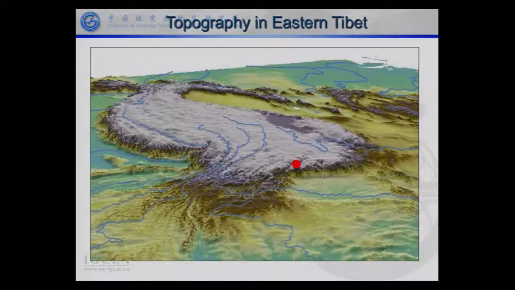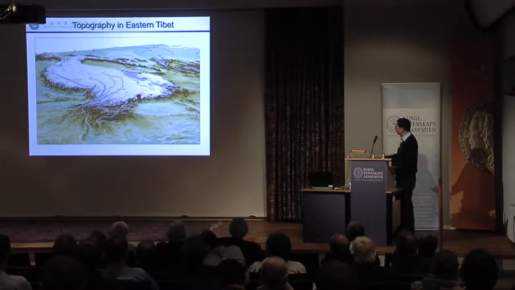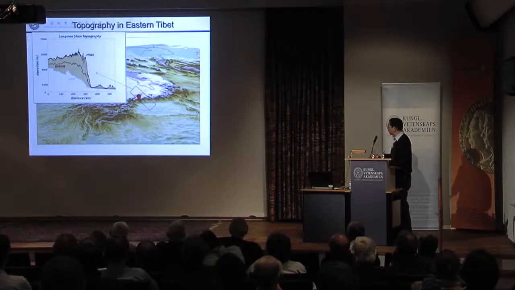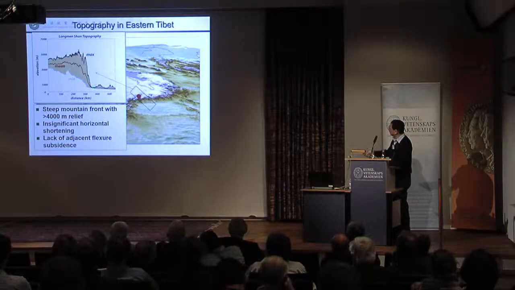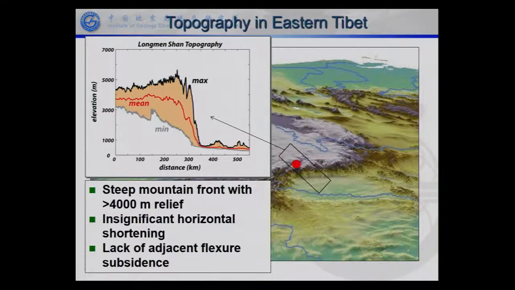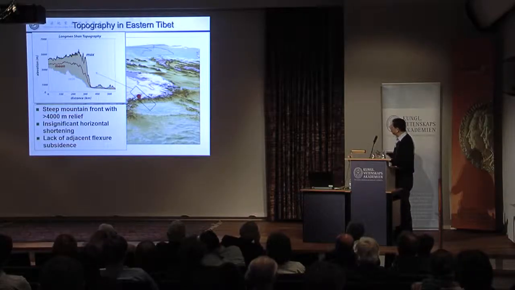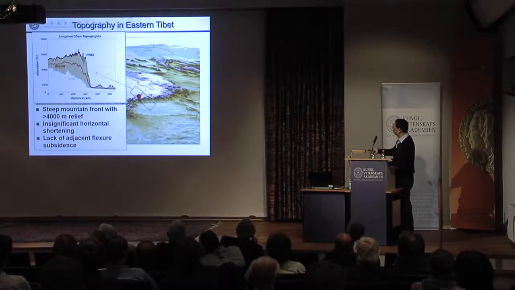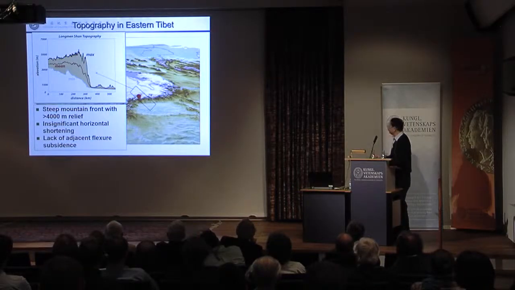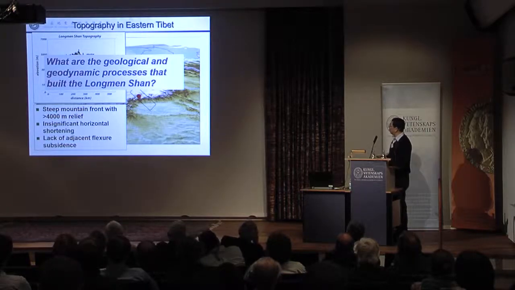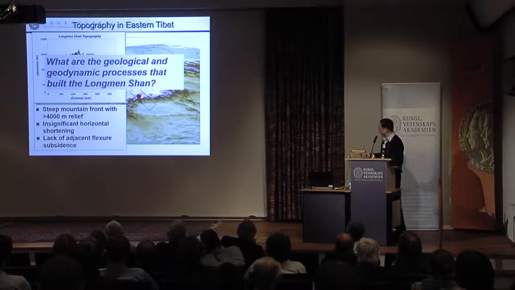However, if we look at the eastern margin of the Tibetan Plateau, we see a huge mountain rising rapidly from the Sichuan Basin with a very steep slope of about 4,000 meters relief. Like a step, you cross from the Sichuan Basin to the Longmen Shan and eastern Tibet. However, this steep mountain has been subject to very minor or almost negligible horizontal shortening. And also, the Sichuan Basin is not a foreland basin. So the problem is, what are the geological and geodynamic processes that built the Longmen Shan?